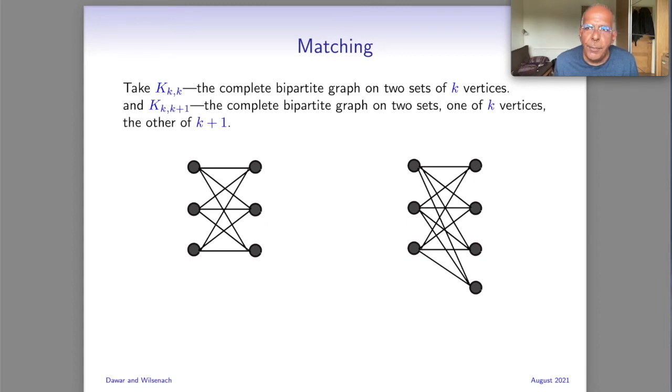Here's a simple proof that the property of having a perfect matching is not definable in fixed point logic.